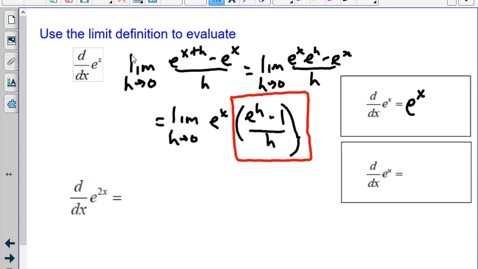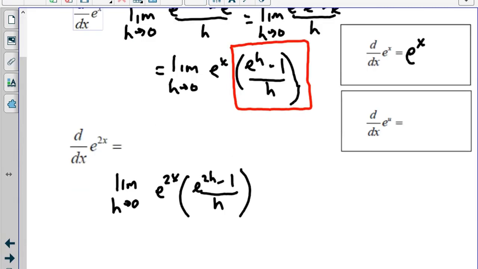E to the x, one way that it can be defined is as the function that has its own derivative is the function itself. So that's one way that we can define it. For the second problem, I skipped a lot of the algebra with the limit definition, and we end up with e to the 2x times e to the 2h minus 1 over h. If you want to actually do the limit definition and do the factoring, you'll see that that happens.